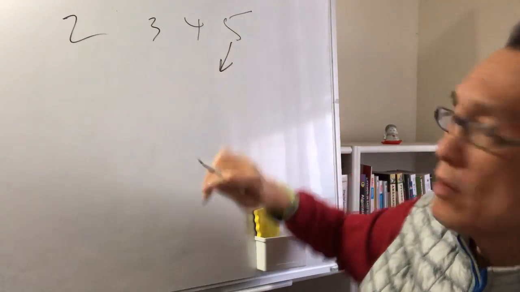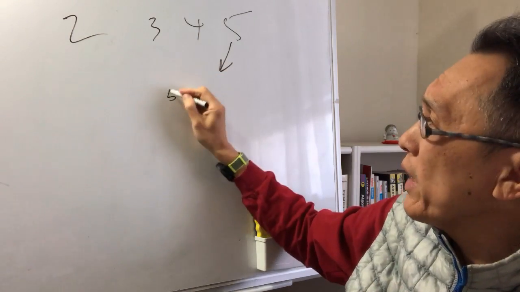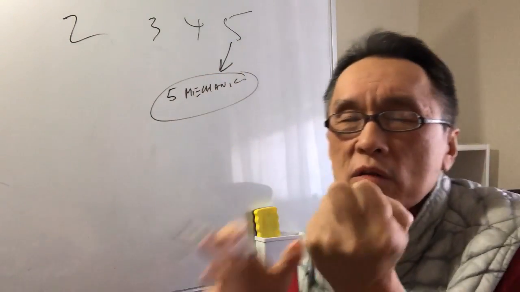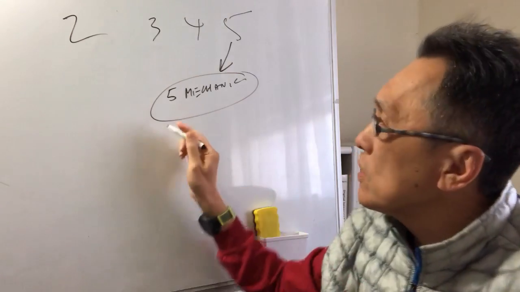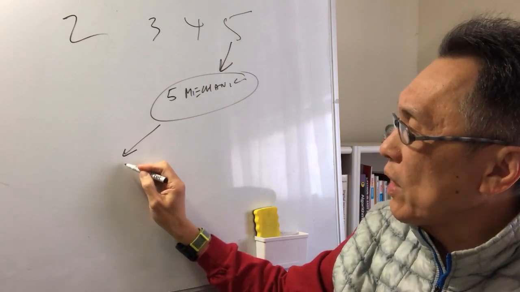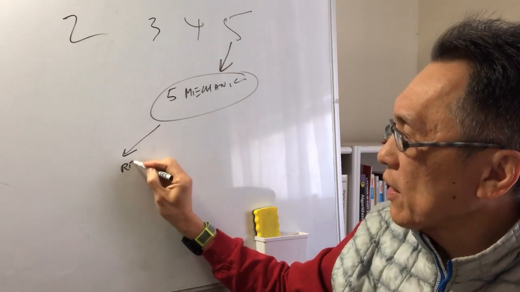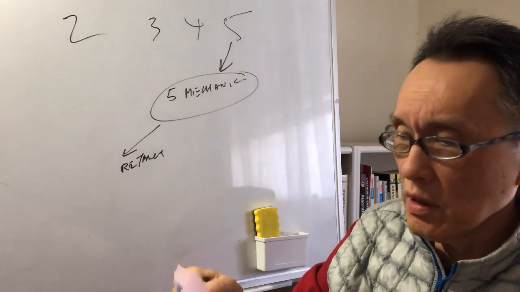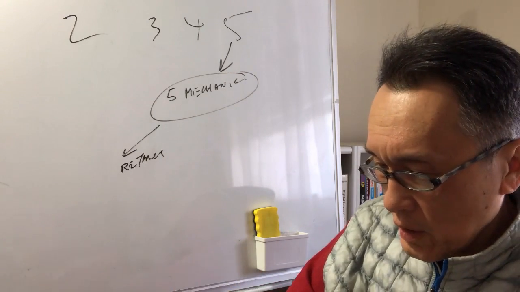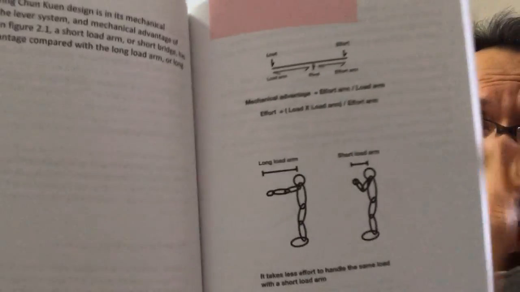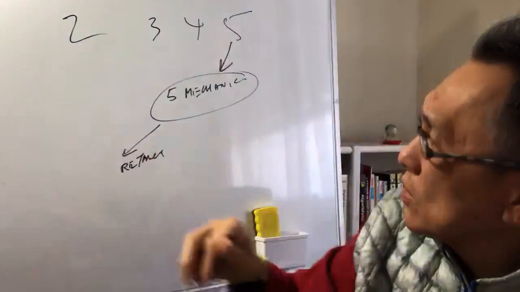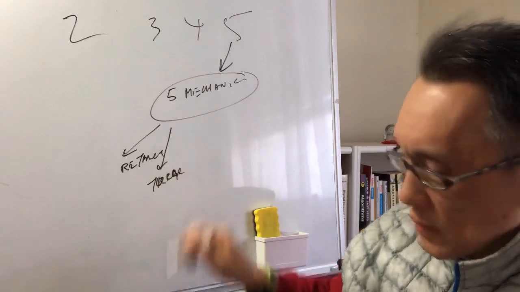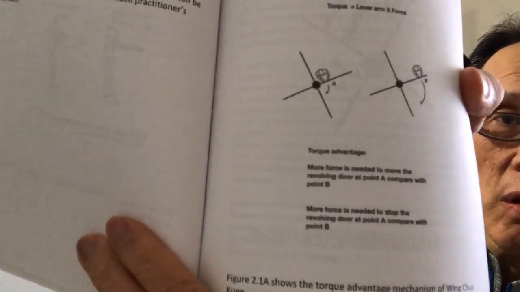Now, what is the 5? 5 is the 5 mechanics. Because you need power, you need everything, then you need the mechanics. So the first thing is you have the retract mechanics, as I put in Wing Chun Matrix here, even with the physics there. The mechanical advantage. And then the second is the torque mechanics.